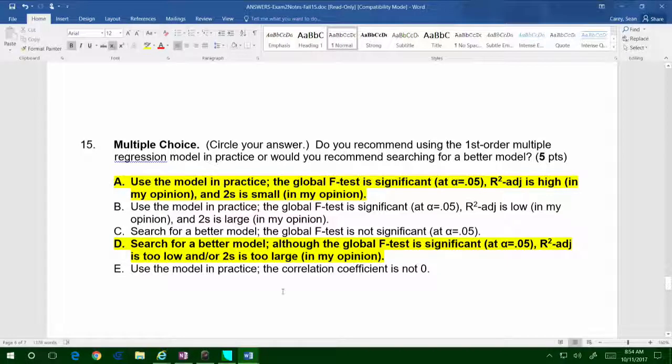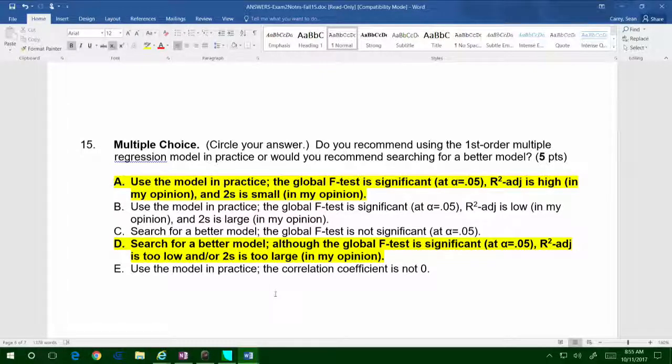Now, I circled 2 answers here because they're both acceptable in this application, because your opinion might be different than mine. Okay, notice that in both, the global F test is significant. So we know that the model is statistically useful. But in answer A, if you think like this, it's because you believe adjusted R squared is high enough in your opinion and the 2s is small enough in your opinion. That's why you're circling A. But if you don't like the R squared, if it's not high enough in your opinion, or you don't like twice the standard deviation, it's not small enough in your opinion, then you would pick D. Look for a better model. Although the global F test is significant, you don't like R squared, you don't like 2s.